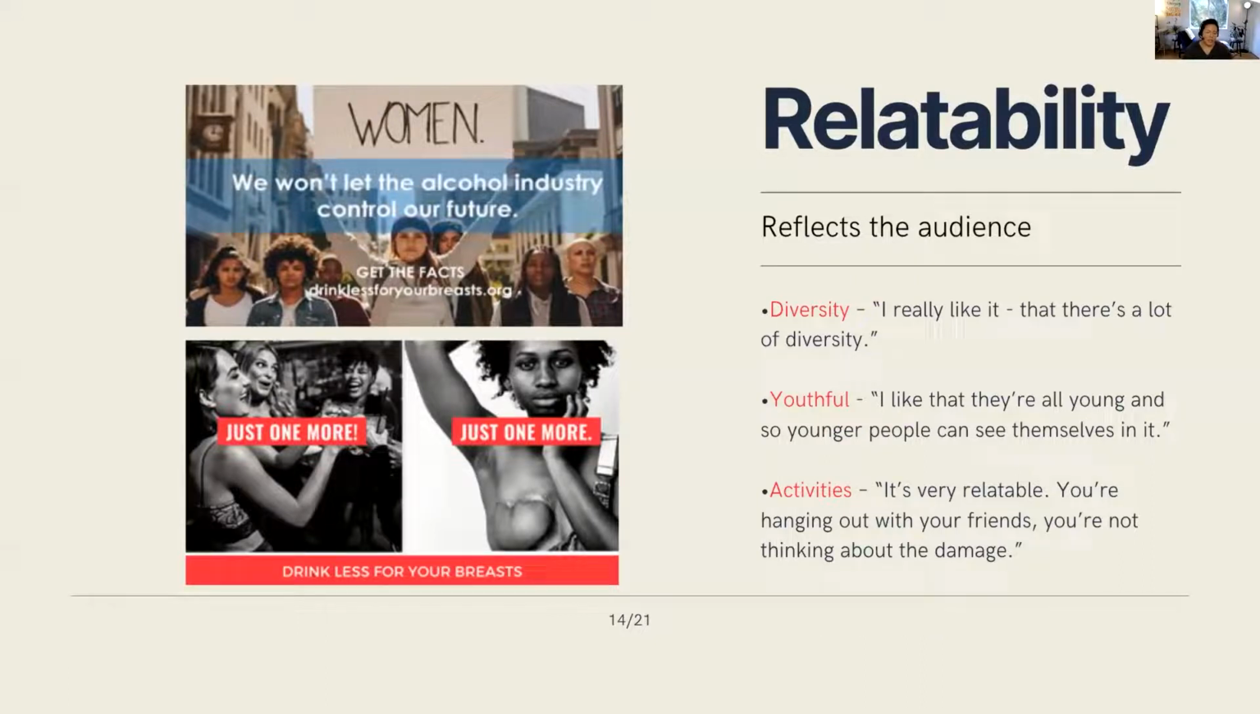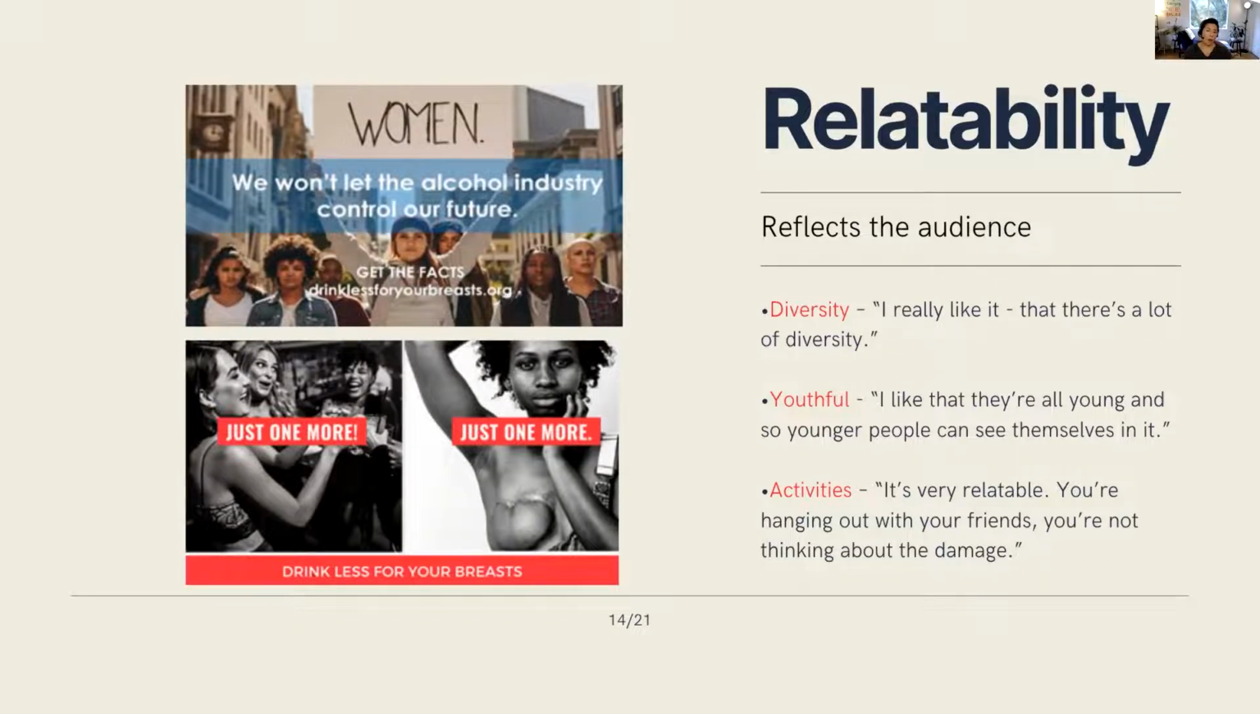Relatability was another really salient theme. The young women wanted to see themselves reflected in the posts, and they wanted that in a couple of different ways. First, they wanted a diversity of women to be shown, and not just racial and ethnic diversity. They wanted women to come in all their forms. They wanted to see young women like themselves, engaging in activities where they could say, hey, yeah, that was me, I do that regularly. So it was important that they could see themselves in these messages and connect with them.